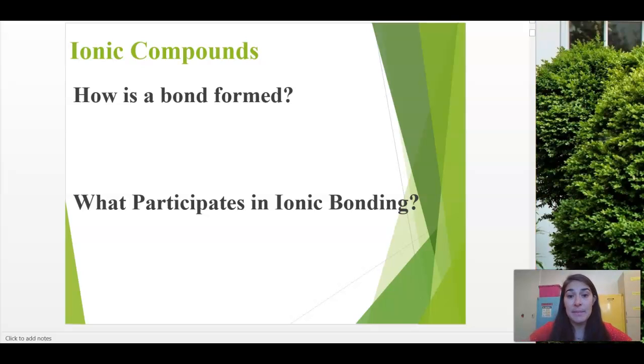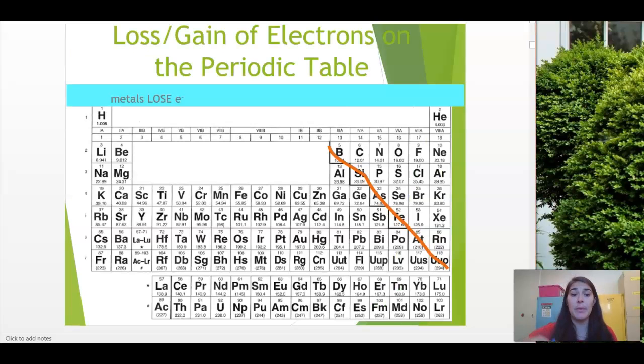What is nice about our elements is that certain elements are always going to lose 1. Certain elements are always going to lose 2. Certain elements are always going to gain 3. And we can use the periodic table to guide us through that. So if you remember, everything in this first column ends in something s1, right? Lithium is 2s1. Sodium is 3s1. Potassium is 4s1. They all have 1 electron to lose.